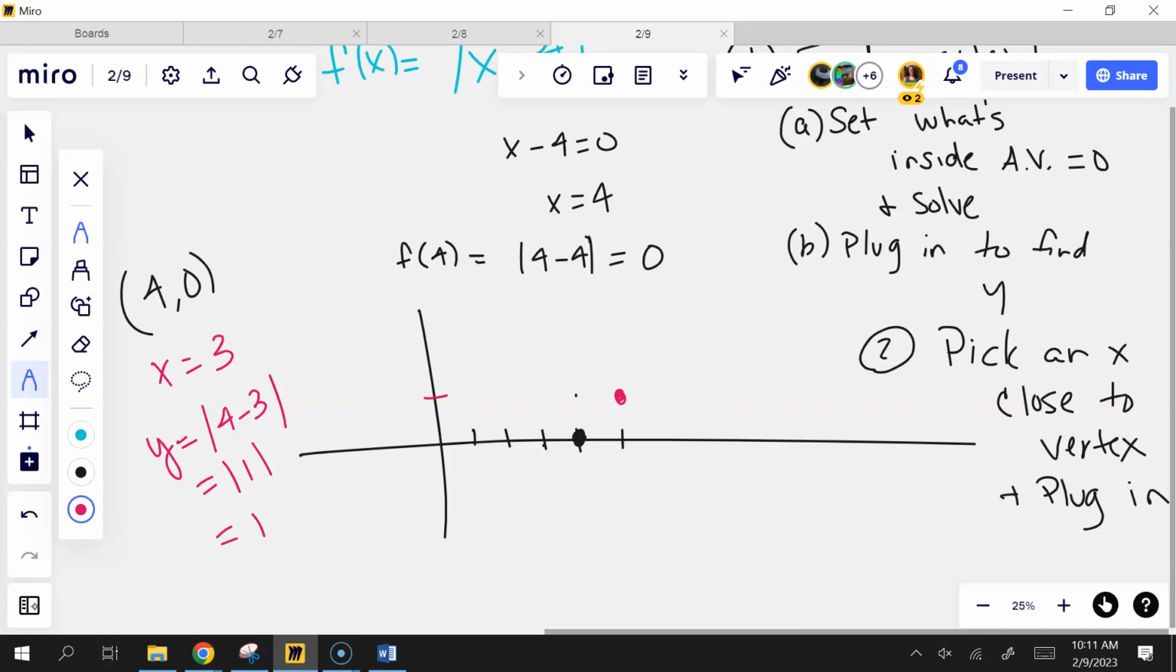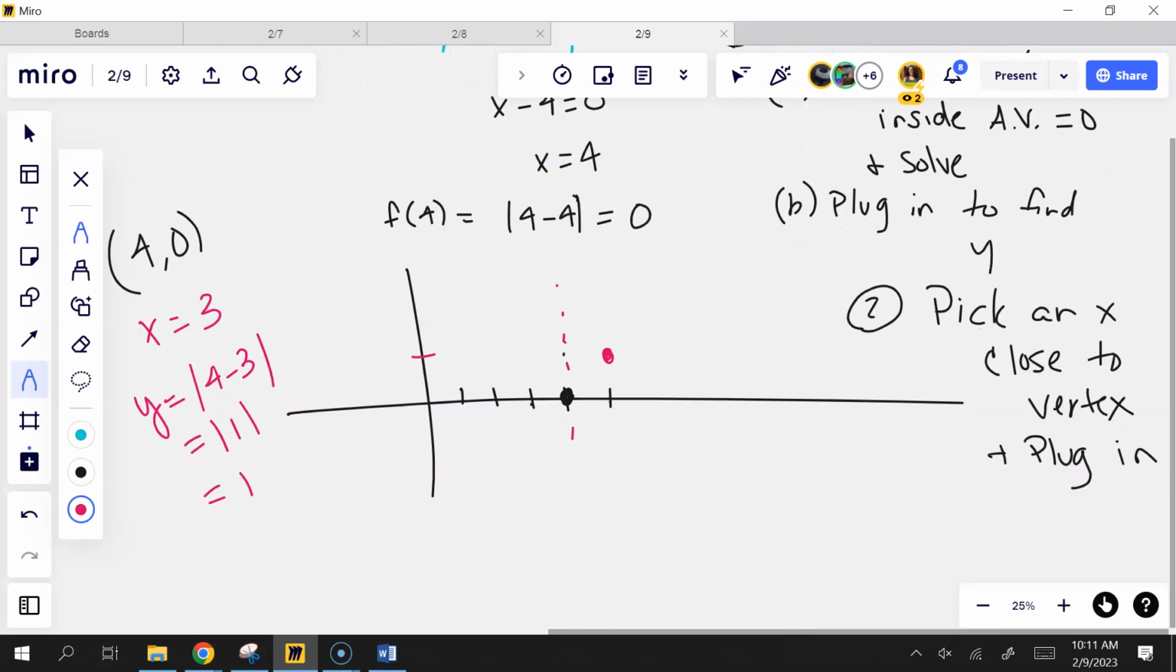Now my step's going to be the same as a quadratic because this is symmetric just like a quadratic. So I'm just going to reflect and connect. Don't curve this one. This one's not curved. And hopefully we'll do enough of these where you can see exactly what's going on when we add these numbers and subtract them and everything else.